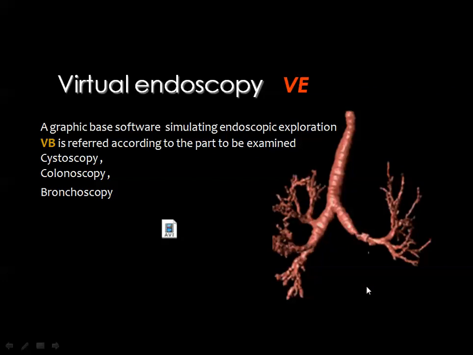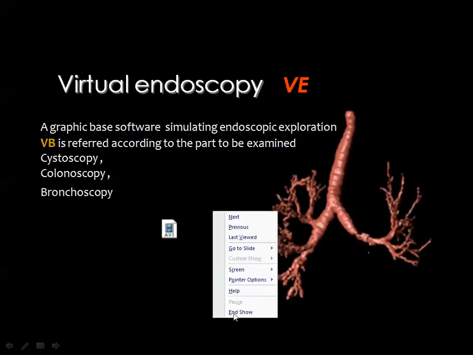Then you reconstruct the images in the coronal plane. Then you order the machine to remove all the structures except the trachea and the bronchi. And this is an option which is also provided with the machine, that you can remove any undesired structure from the image.